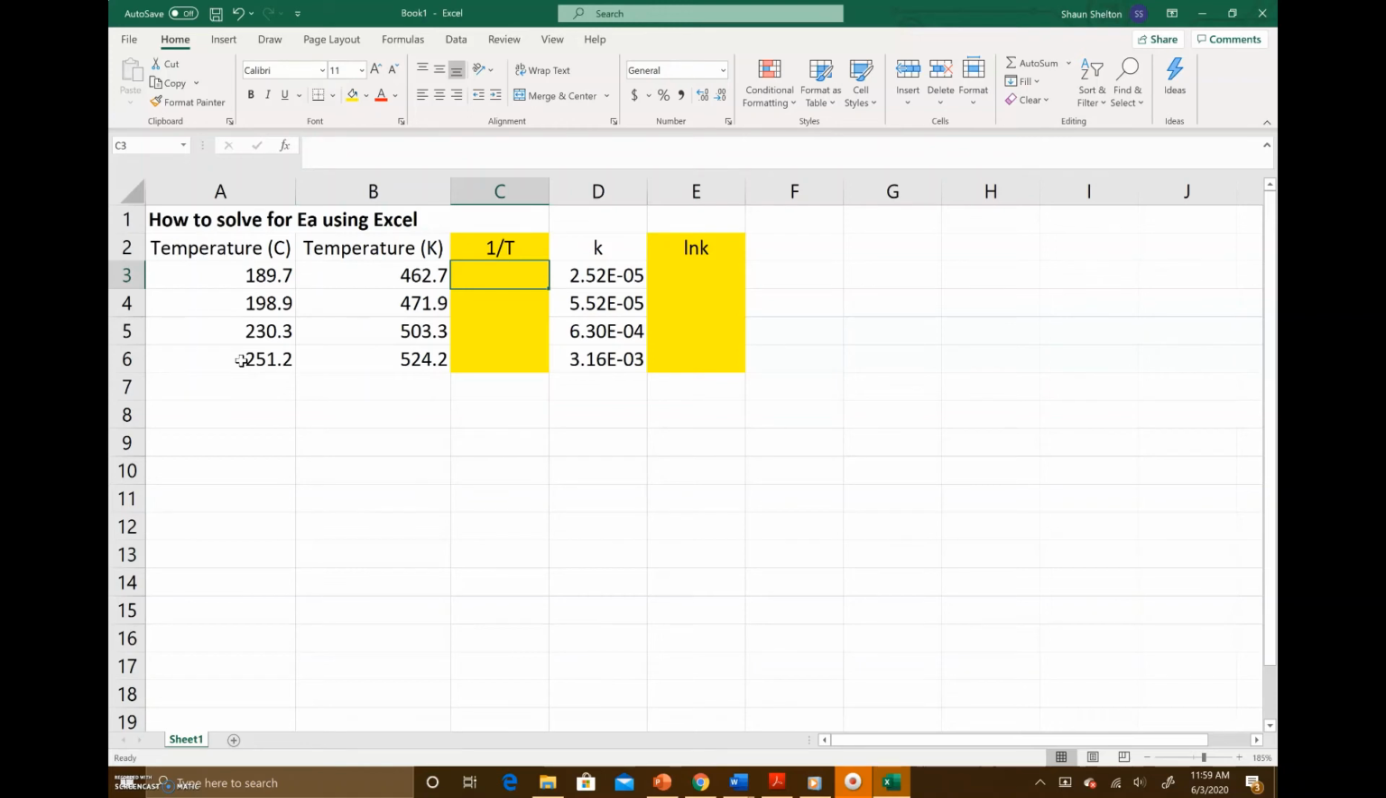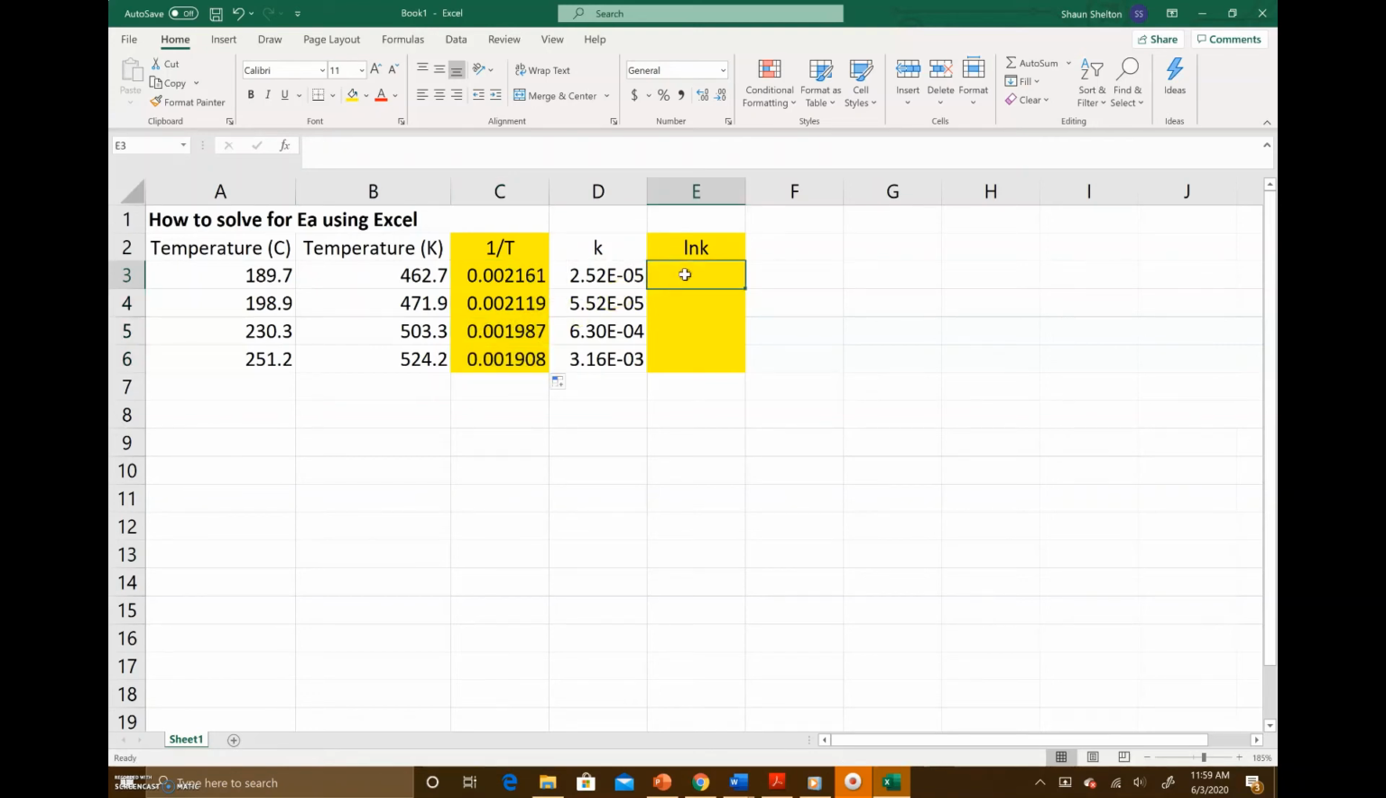So do the same thing for this column. You type in equals. Since we're doing 1 divided by temperature, we're going to do 1 divided by, and then we're going to highlight the cell that we just calculated, and we're going to hit enter, and we have our 1 divided by temperature. We're going to drag this down, and boom, we have that calculated.